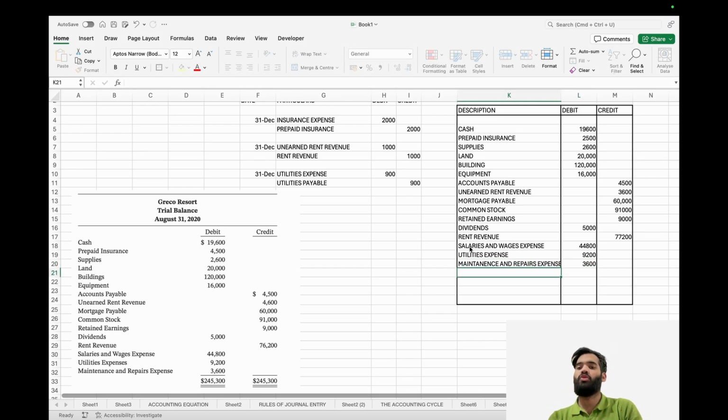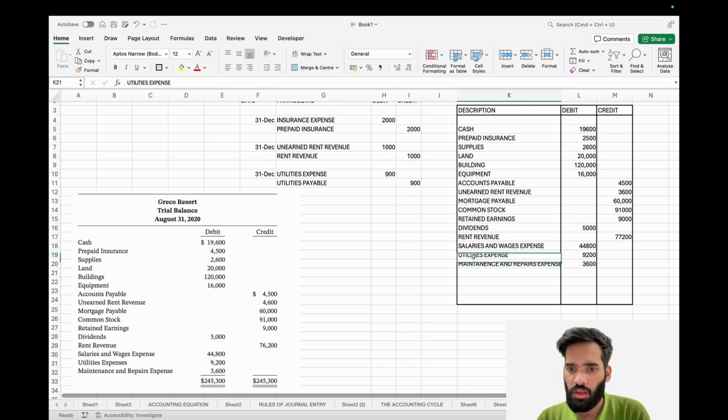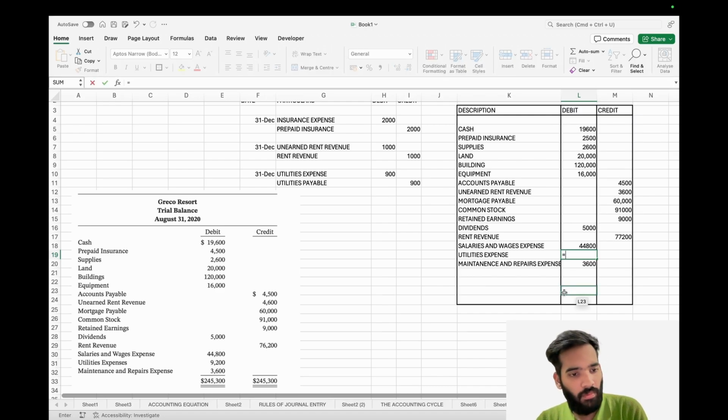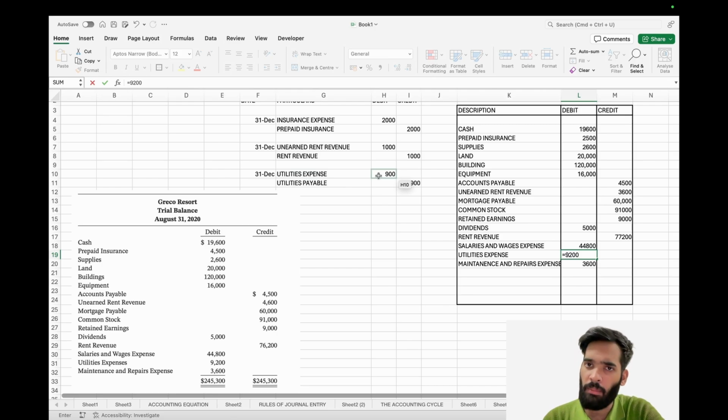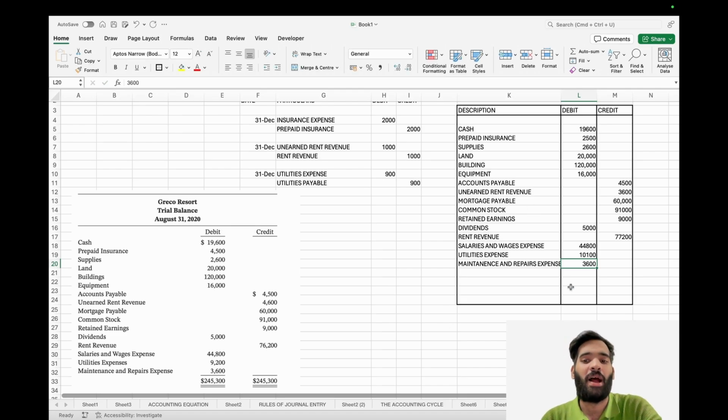Now I hope you realize that for utilities expense, we do have an effect here. So me writing the same number as this is actually a mistake. So what do I have to do? I have to take the unadjusted balance, which is 9,200, and adjust it for what happened here. It got debited. We know expense, when it debits, it means it's increasing. So we'll do plus 900. Now we have the correct adjusted balance for the utilities expense.